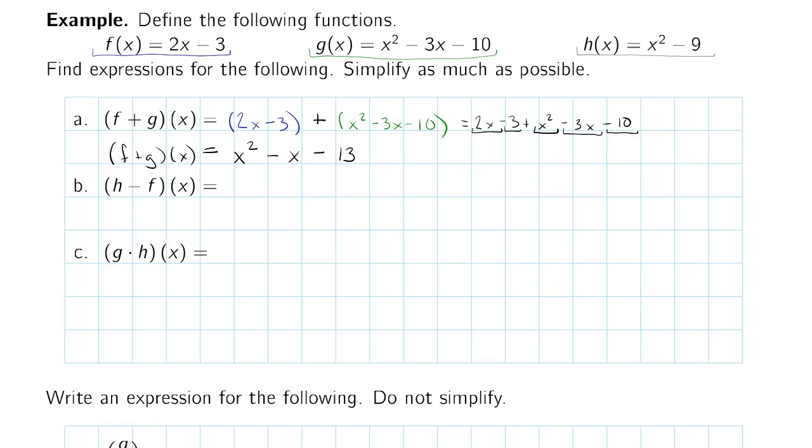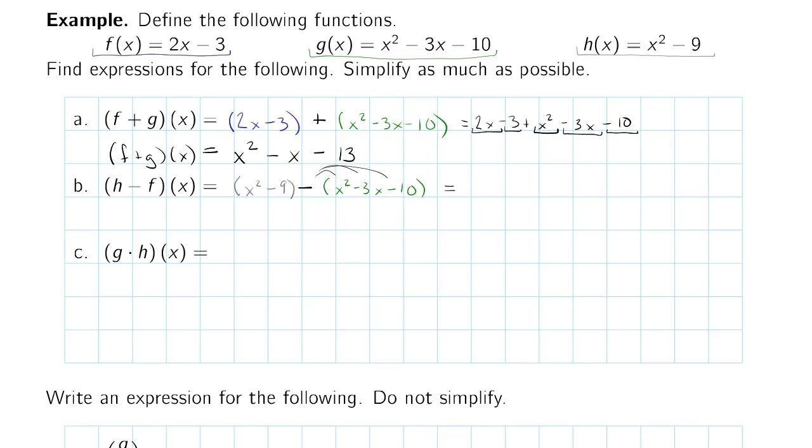H minus f, well, I'm going to take my h of x, x squared minus 9, and now I'm subtracting my g of x, x squared minus 3x minus 10. Here, I'm subtracting two polynomials, which means that I need to distribute the negative sign to my second polynomial.